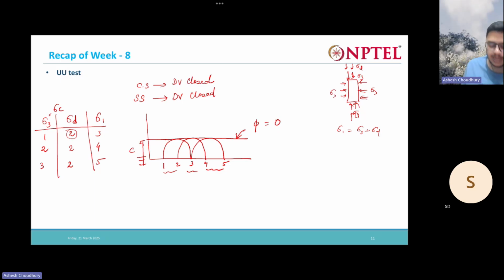The UU test is kind of similar to my UCS test, the unconfined compressive test. The unconfined compressive test is a version of the UU test where my sigma 3 is 0. That is the difference. If I plot my unconfined compressive test, it will be something like this, because my sigma 3 is 0 and it will be 2. This is for my unconfined compressive strength test.